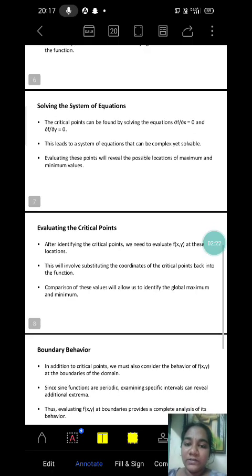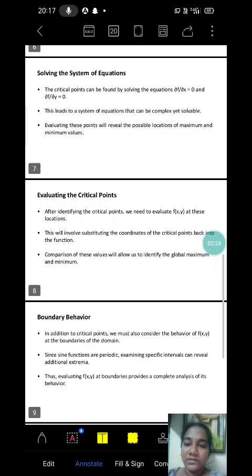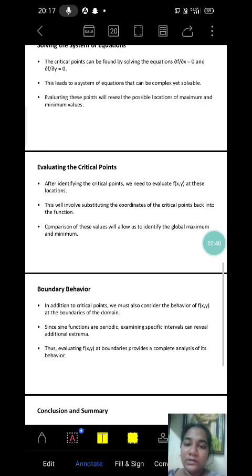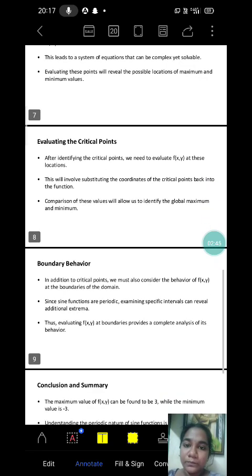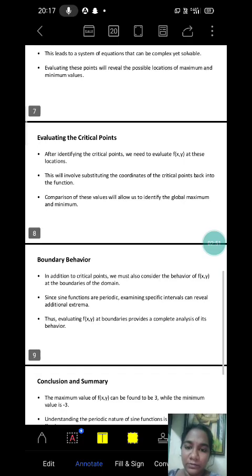Solving the system of equations. The critical points can be found by solving the equations dou f by dou x equals 0 and dou f by dou y equals 0. This leads to a system of equations that can be complex yet solvable. Evaluating these points will reveal the possible locations of maximum and minimum values.